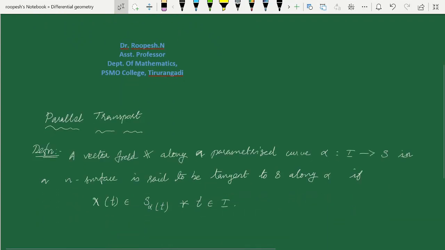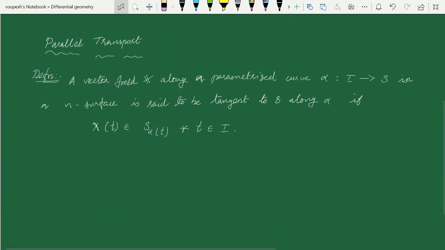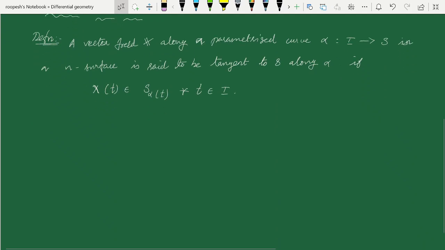So first of all, a definition. This we have already seen. A vector field X along a parameterized curve alpha from I to S in an n surface is said to be tangent to S along alpha if X of t, that is your vector field, belongs to the tangent space at alpha of t, right?